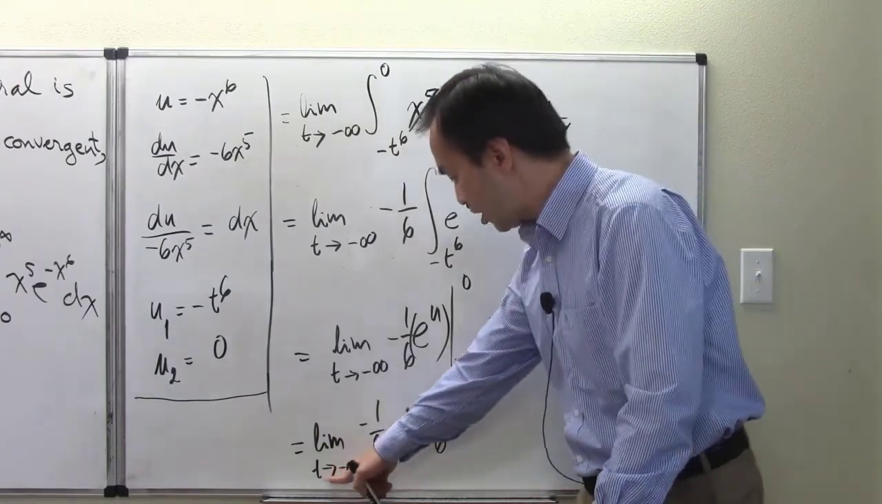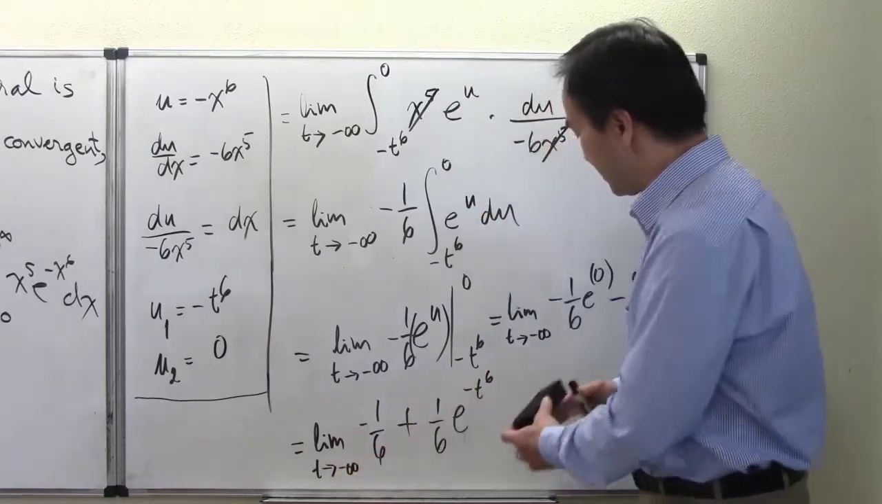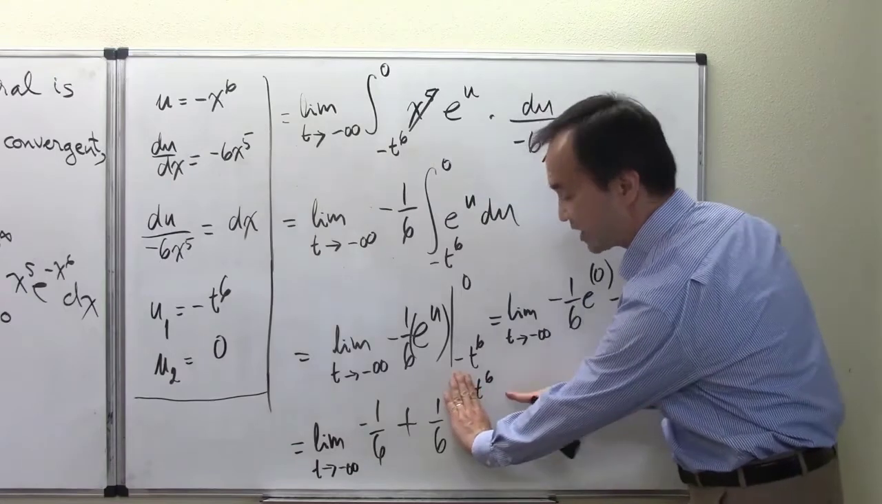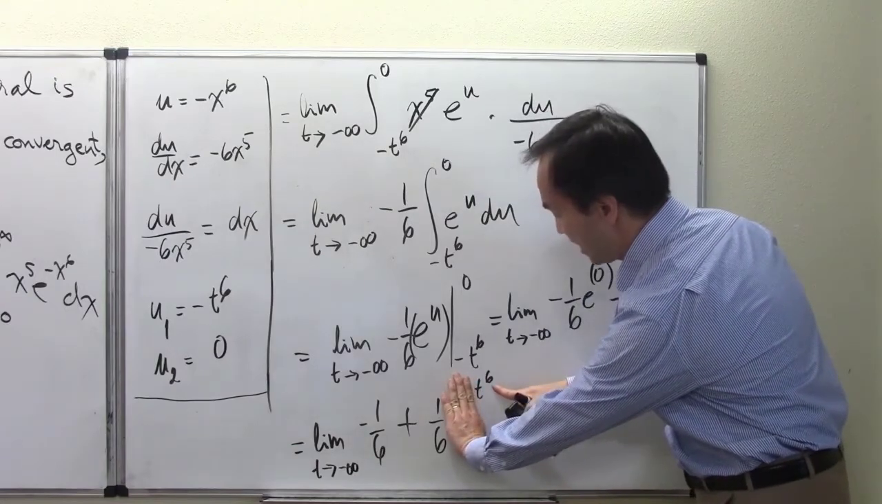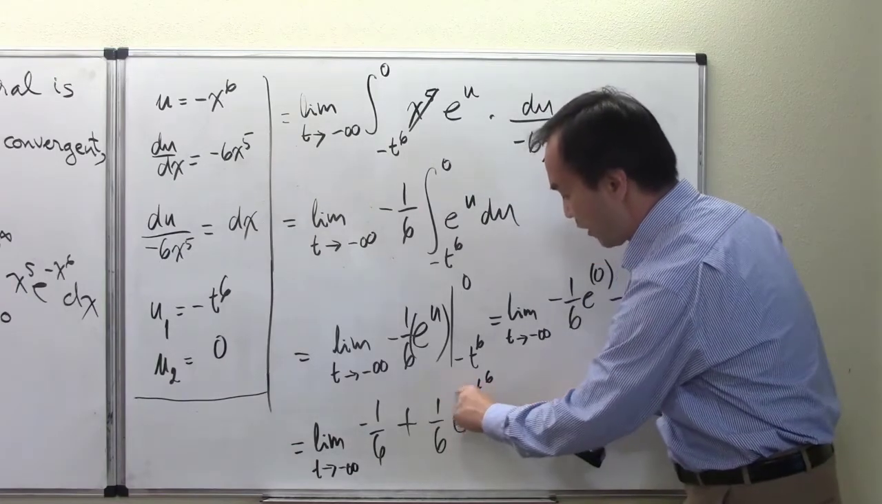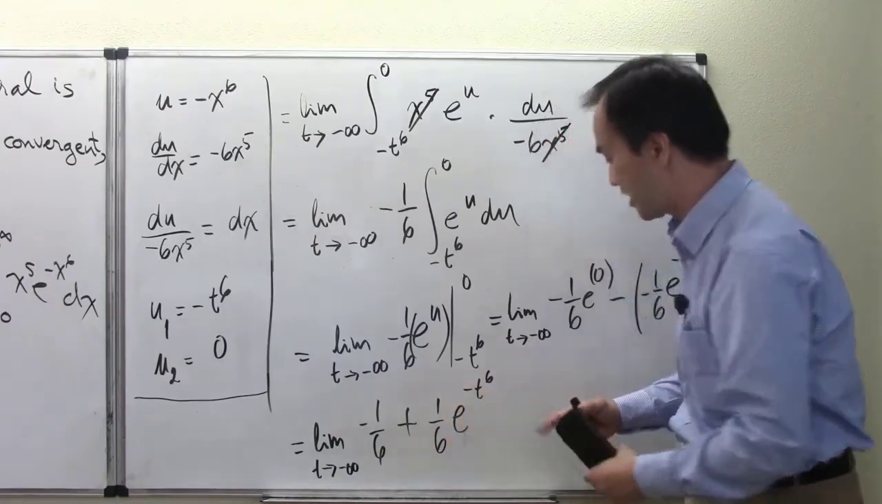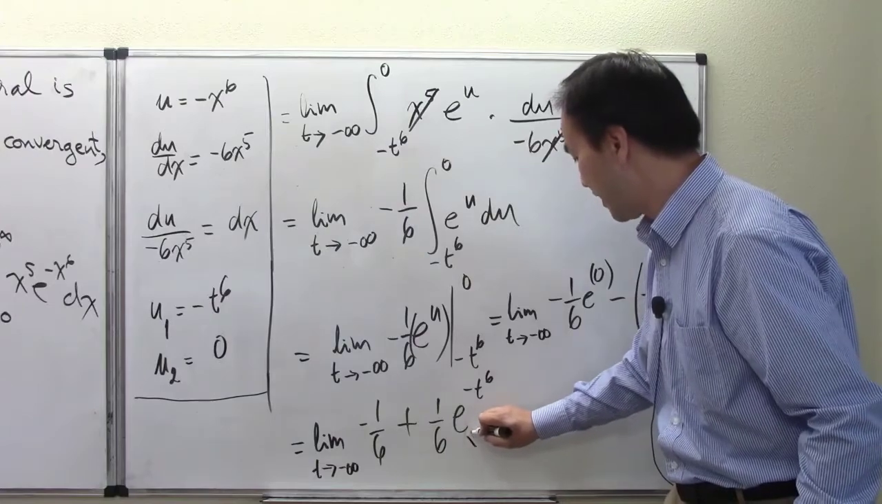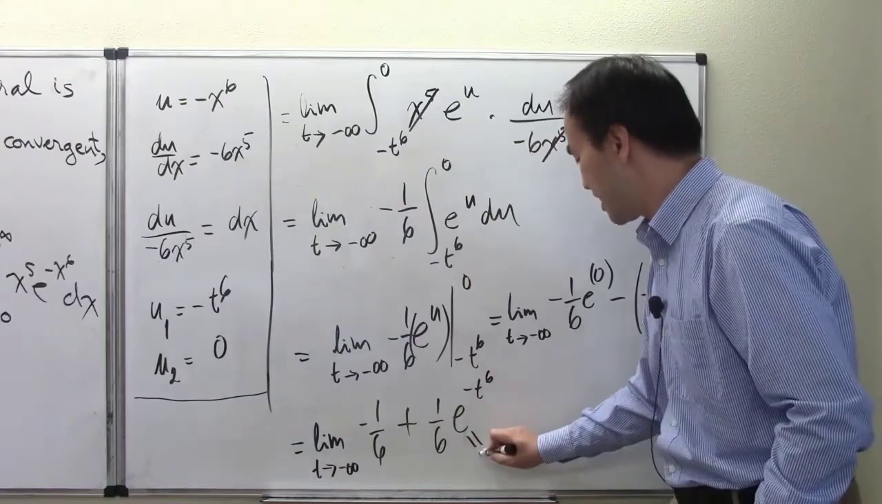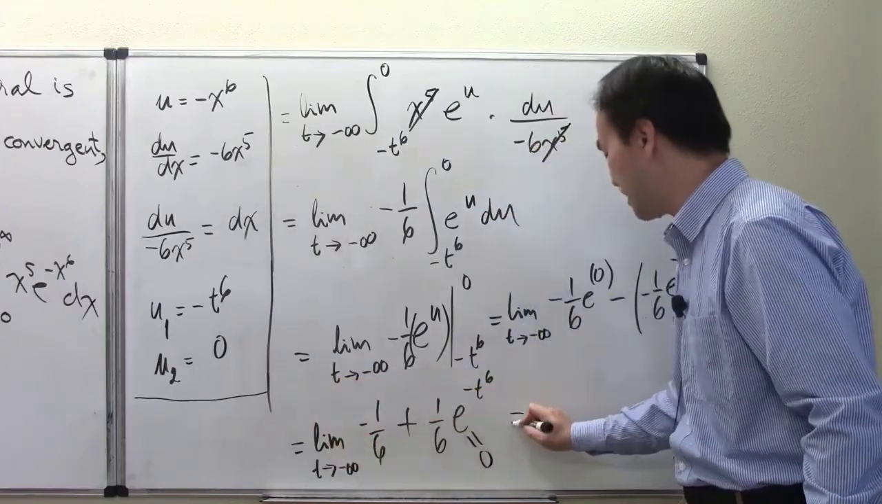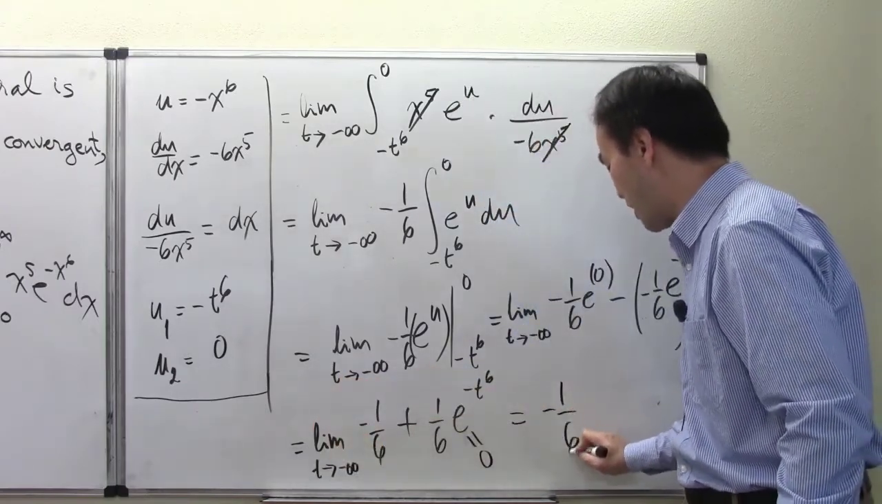as t goes to negative infinity, then the t to the sixth will always become positive. The t to the sixth right here in the problem will always become a positive infinity. But now overall it's negative due to that negative sign, so the e to the negative t to the sixth term here will vanish down to 0. So this whole term here goes to 0. So my overall limit here will become a negative 1/6.